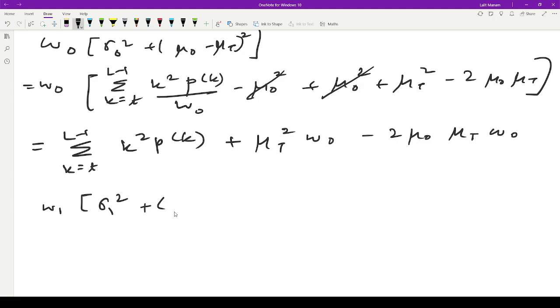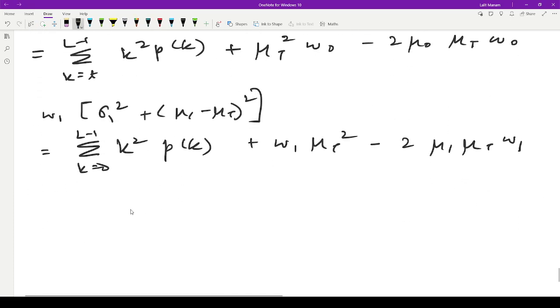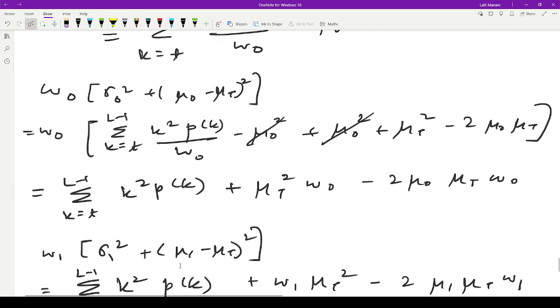if I see mu1 minus mu t whole squared, it will turn out to be a similar expression: sum over k equals 0 to l minus 1 of k squared pk plus w1 mu t squared minus 2 mu1 mu t w1. So what are these? This expression is nothing but the sum of these two, right?